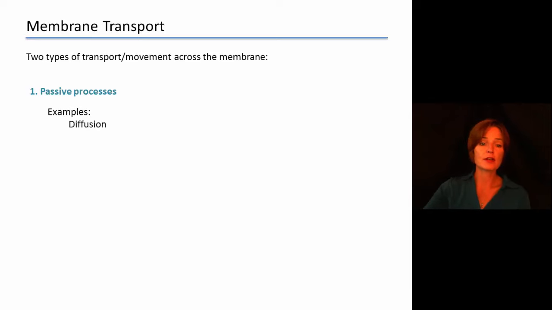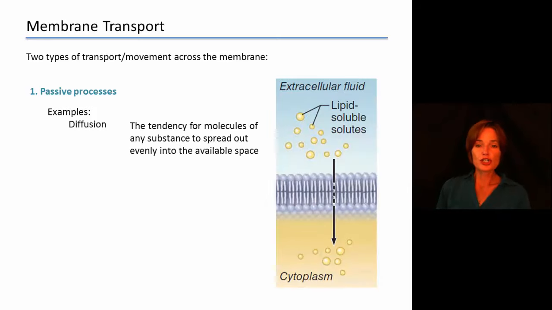So examples of passive processes, first of all, is diffusion. Diffusion is the tendency of molecules, any type of molecule, to basically spread out and take up all the available space that's there. And this does happen with regard to cells, especially if we have molecules that are capable of just passing right through that membrane. Not all molecules are going to be able to readily cross the membrane, but certainly some of them can.